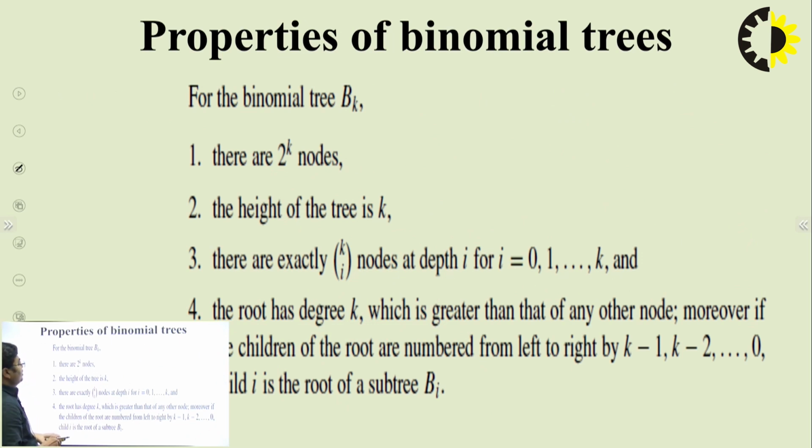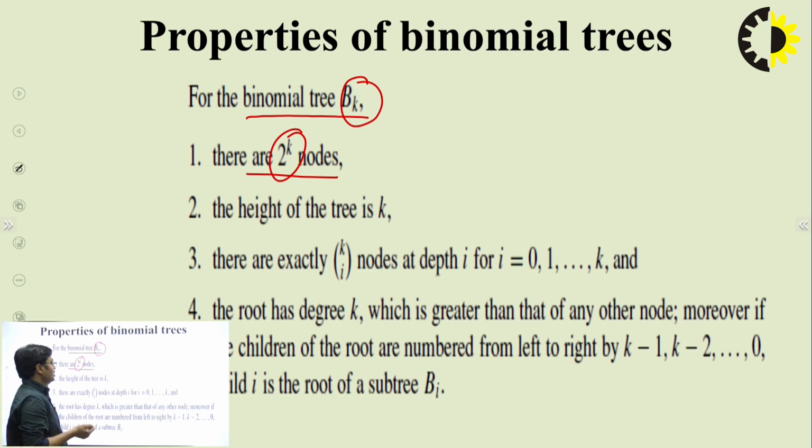Next, we are coming to the properties of binomial tree. For the binomial tree, BK is the representation of binomial tree. There are 2 raised to power k nodes. This 2 raised to power k is the number of nodes which a tree BK has. The height of the tree is k.